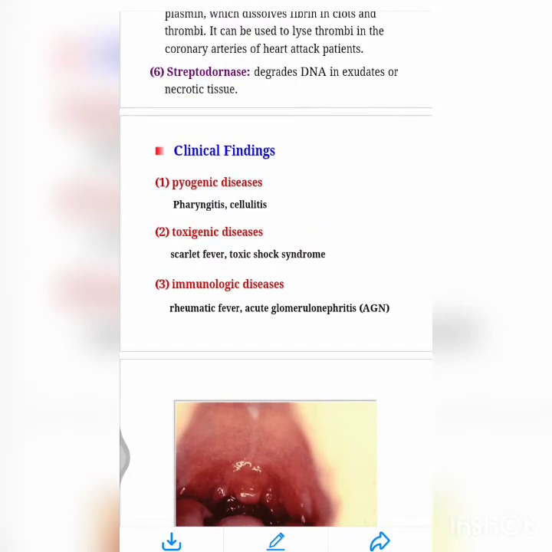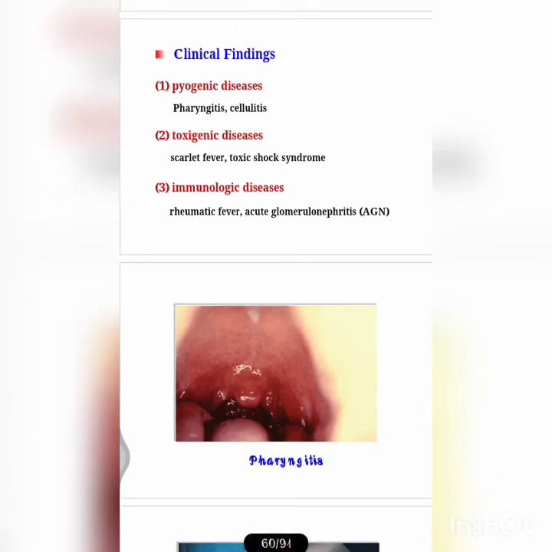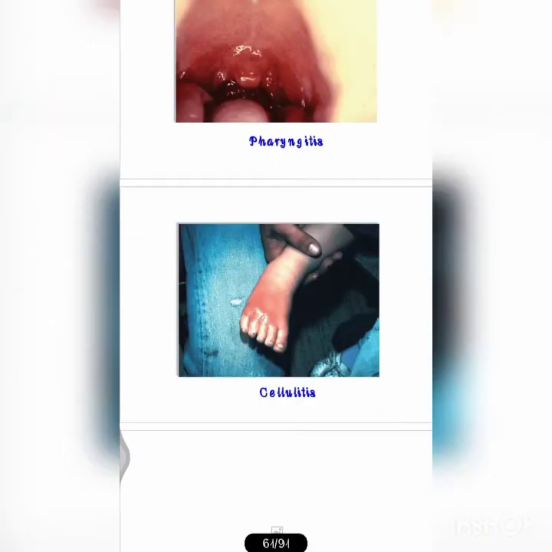The clinical findings are pyogenic diseases, that is pus forming diseases, in the pharynx as pharyngitis, and cellulitis; toxigenic diseases, that is scarlet fever and toxic shock syndrome; and immunological diseases, which are rheumatic fever and acute glomerulonephritis. So in your diagram you can see the pharyngitis, cellulitis, endocarditis.